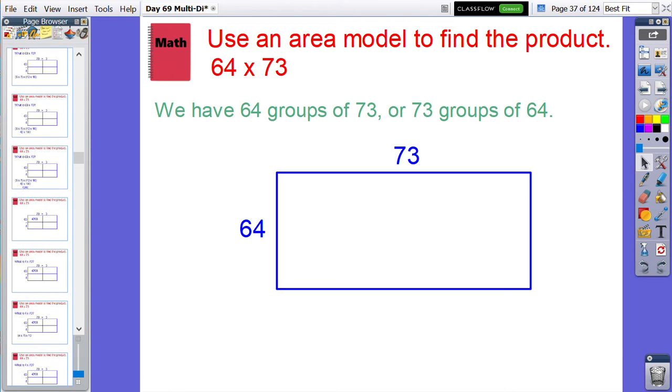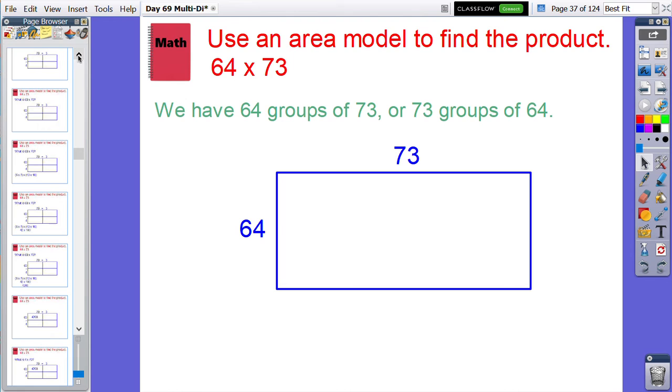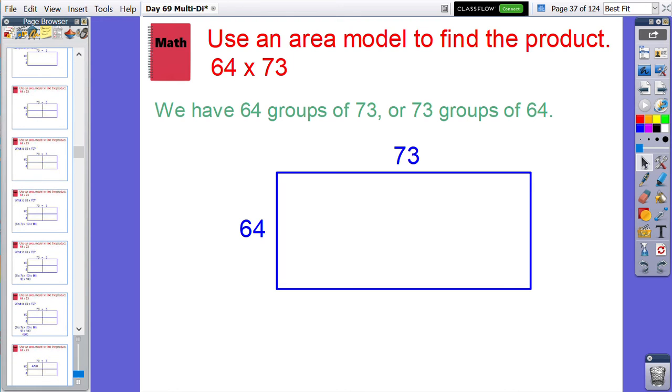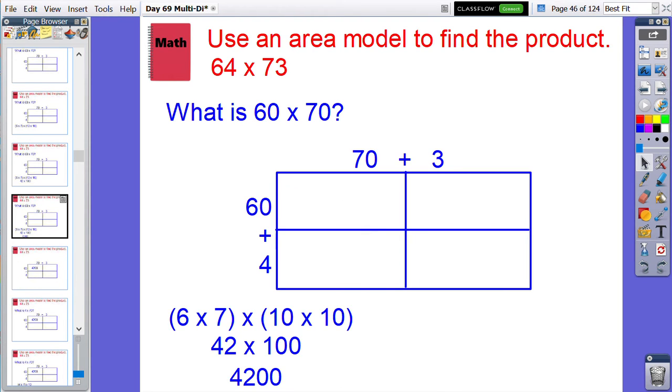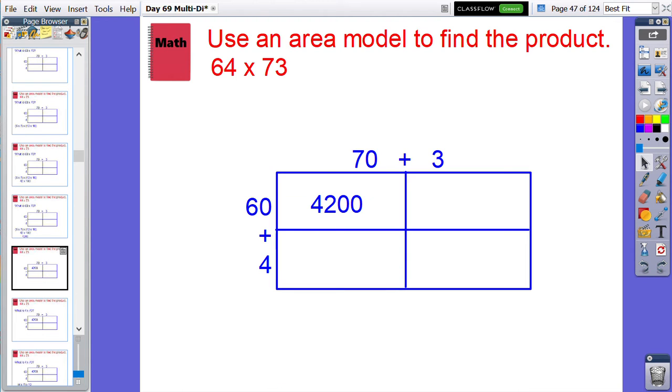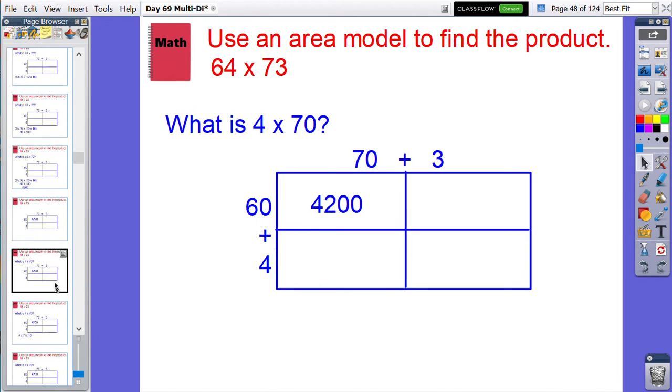So if I was going to write the value of each digit, so it is worth 70, okay? And then we have 3, which is in the ones place, so 70 plus 3. 64, 6 is in the tens place, so it's 60 plus 4. What is 60 times 70? Estimate too, huh? 4,200. Or 4 times 70.